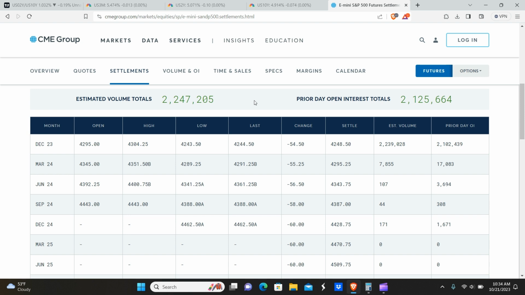But anyways, this is the uninverted yield curve versus the SPX and how it could affect dividend investors.